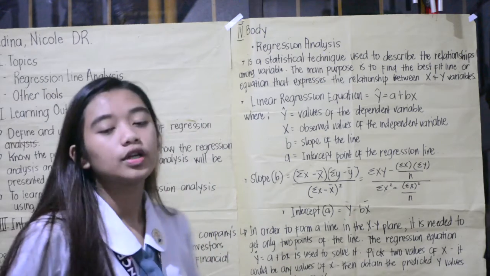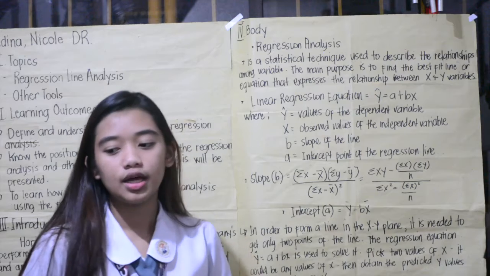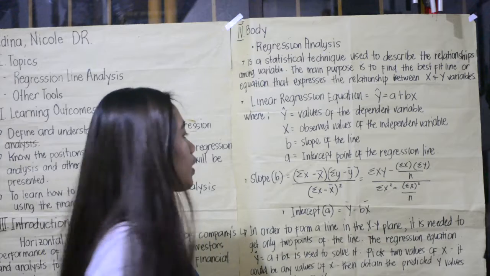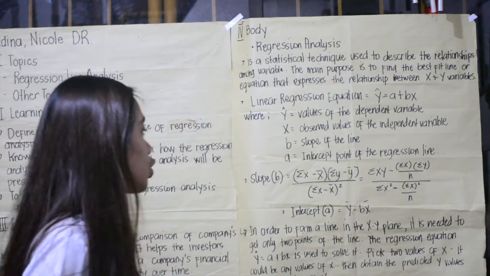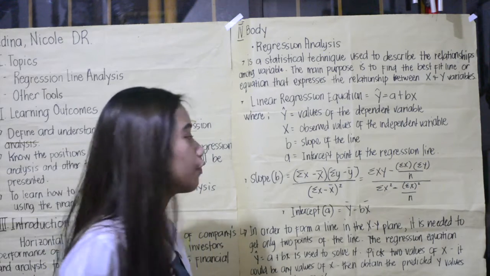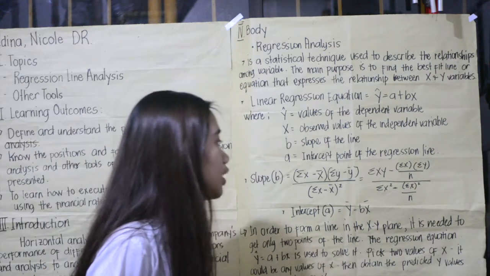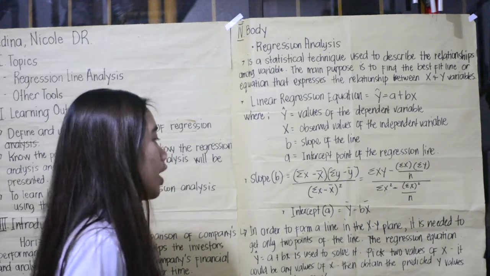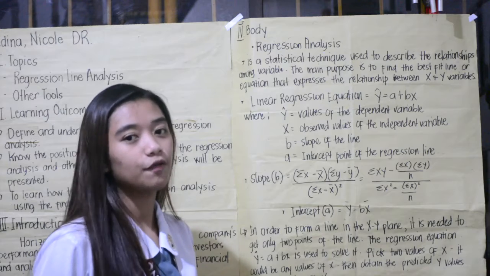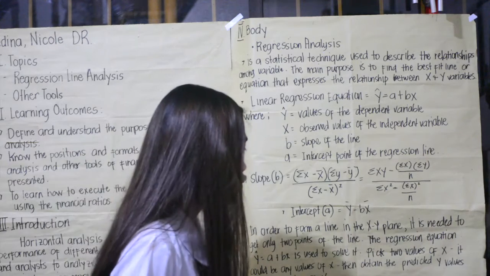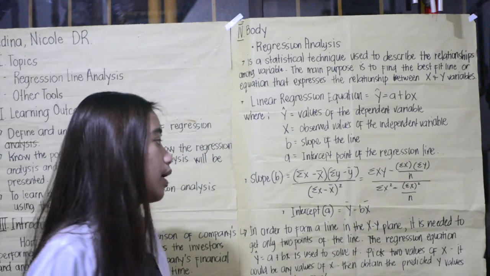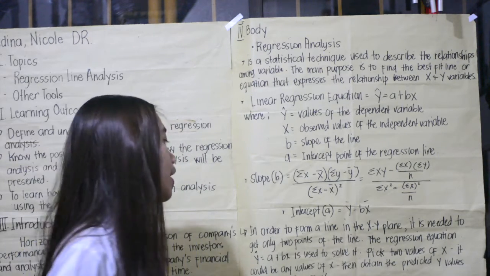So, to compute the regression equation, we must first find the slope and the intercept. For the slope, the formula is b equals the summation of the quantity x minus mean of x times the quantity y minus mean of y, over the summation of the quantity x minus mean of x, squared. For the intercept, the formula is a is equal to the mean of y minus b times the mean of x.